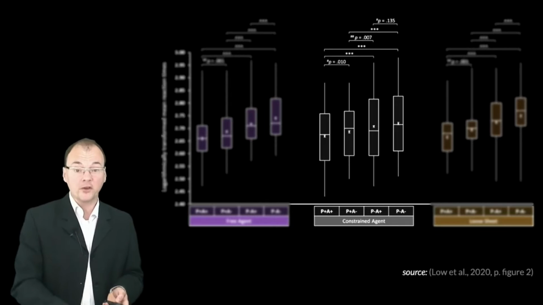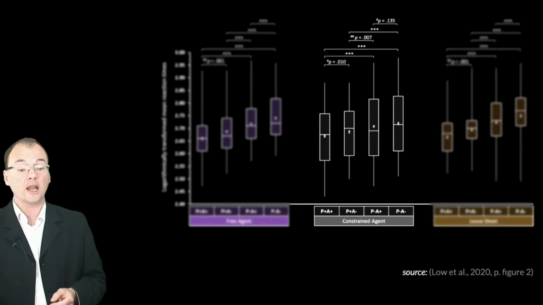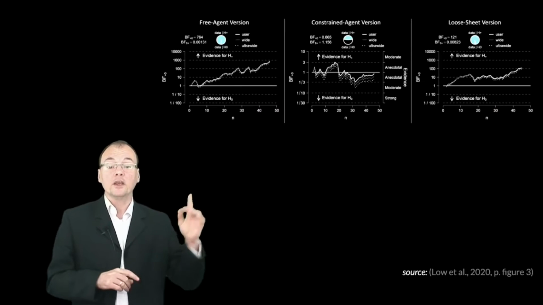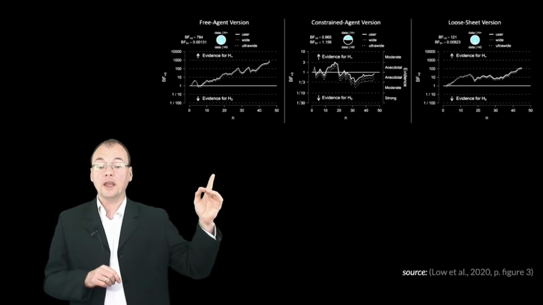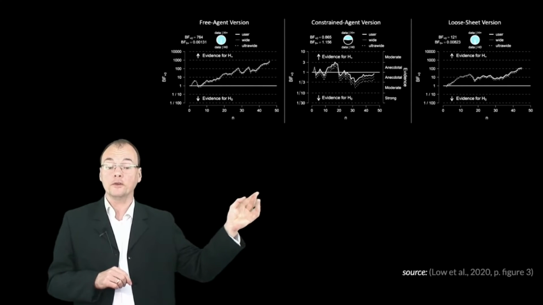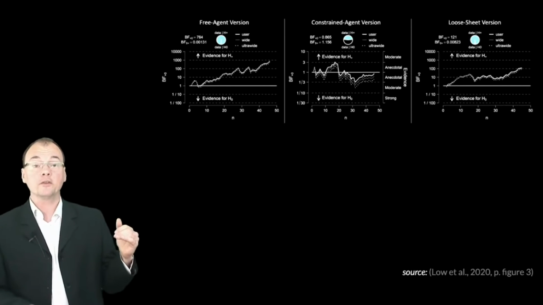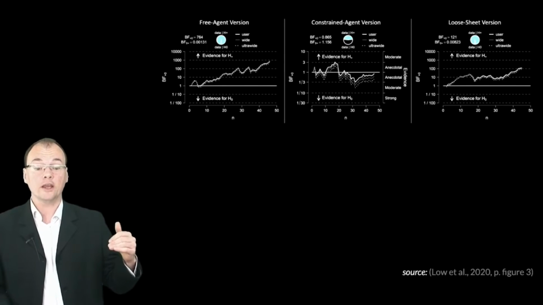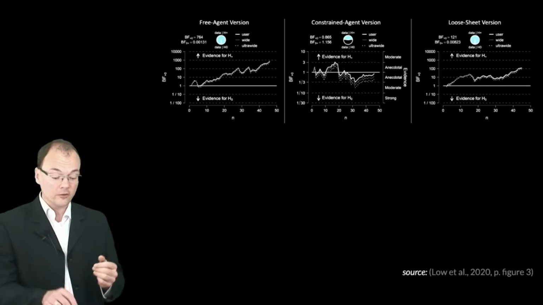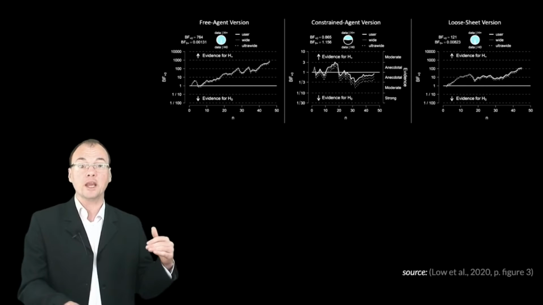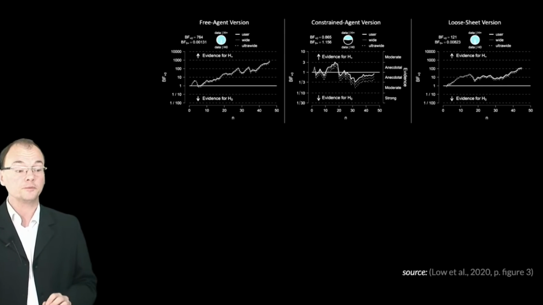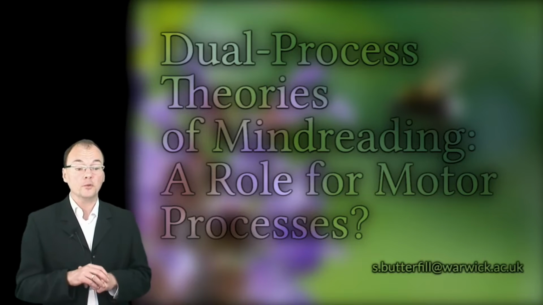And because everybody's doing it these days, we thought we should do some Bayesian analysis as well. So, same data, Bayesian analysis: strong evidence for an effect of belief in both the free agent and the loose sheet versions, and anecdotal evidence for there being no effect of Jason's belief in the constrained agent version. So of course it's not our dream result, where we would get strong evidence in every case, but at least it's taking us in the right direction. It's suggestive.